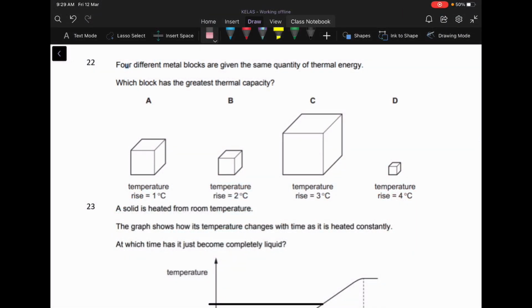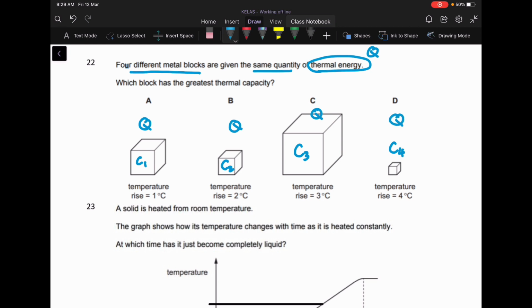Four different metals. Now underline different metals. So they are different things. Different metals mean this one has different C1, different C2, different C3, and different C4, and they are given the same quantity of thermal energy. So what's the symbol? This one, symbol Q. So same Q, Q, Q, Q. Q is the heat provided.